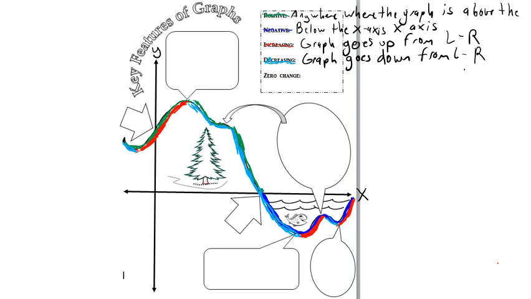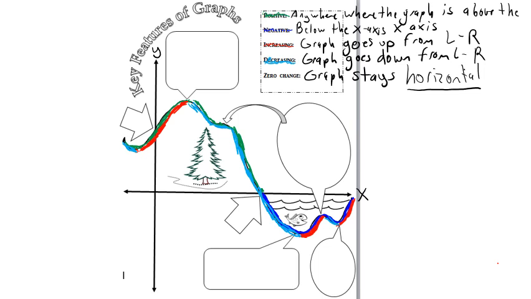So the graph is usually increasing or decreasing somewhere, unless it has what we call zero change. Zero change is exactly what it sounds like. It's where the graph doesn't go up or doesn't go down, it stays horizontal. So where the graph stays horizontal, which means the graph is going to go like that.